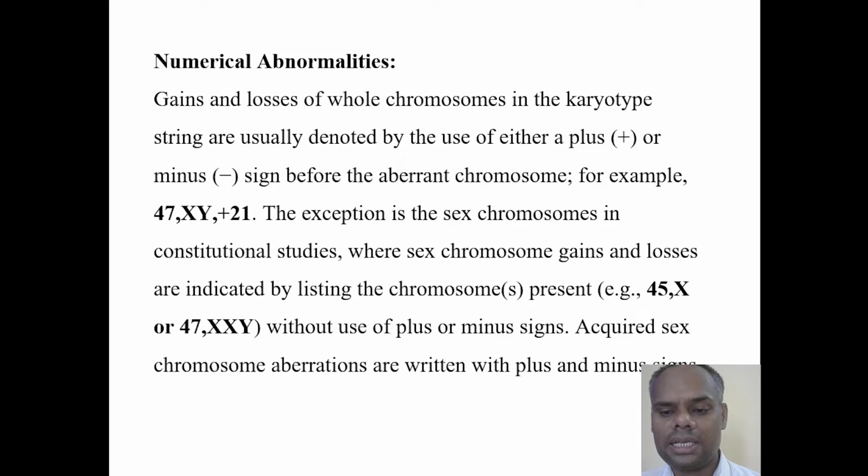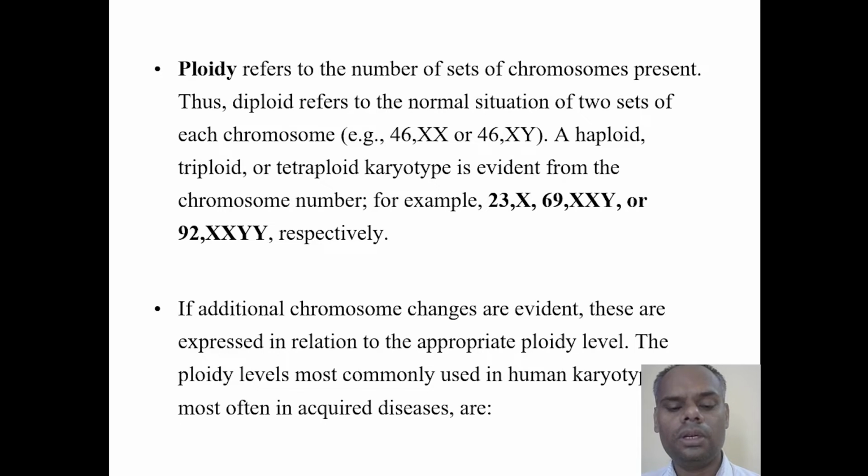Acquired sex chromosome aberrations are written with plus or minus sign. Next is ploidy, which refers to the number of sets of chromosomes present. Thus, diploid refers to the normal situation of two sets of each chromosome. Example, 46XX or 46XY. A haploid, triploid or tetraploid karyotype is evident from the chromosome number.